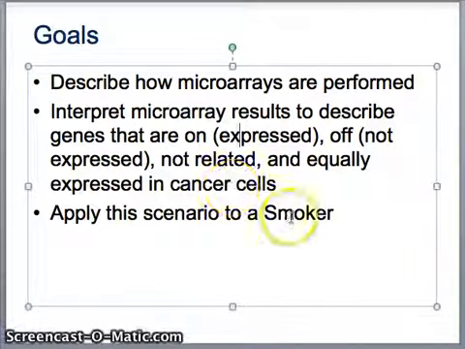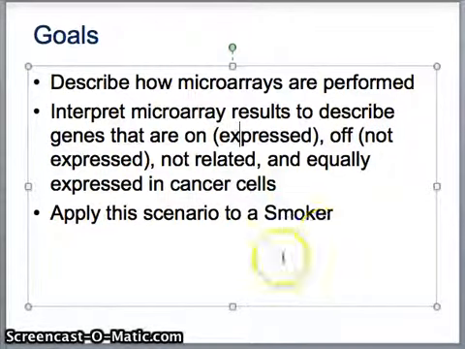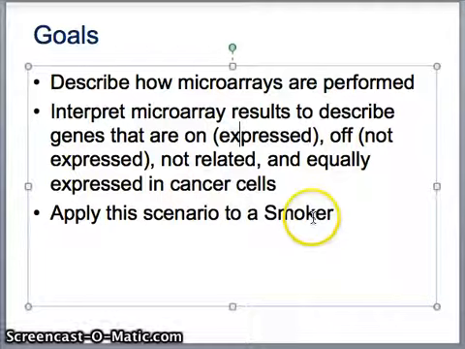And then, Grandpa Joe is Sue and Kevin's grandpa, and he's a smoker, and they're trying to convince him to quit. So what they're going to do is get a microarray done to see if he might have the genes for cancer.